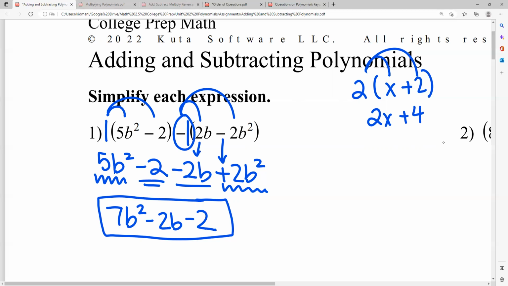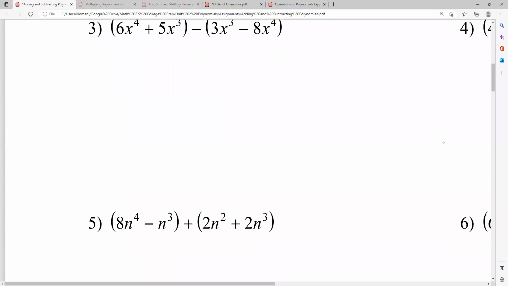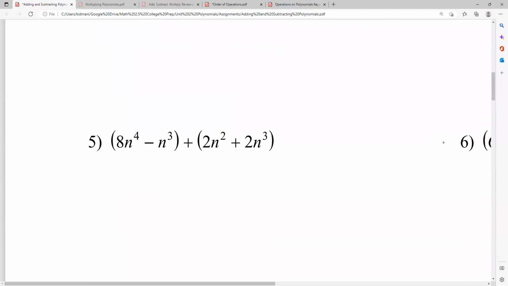So let's go ahead and take a look at another example here. We are actually going to go all the way down to question number 5. You can see this one's an addition question. The one we just did was a subtraction. So taking a look at this one, we're going to do it the same way. We're going to slap those ones right in front of those parentheses there, and we're going to distribute.